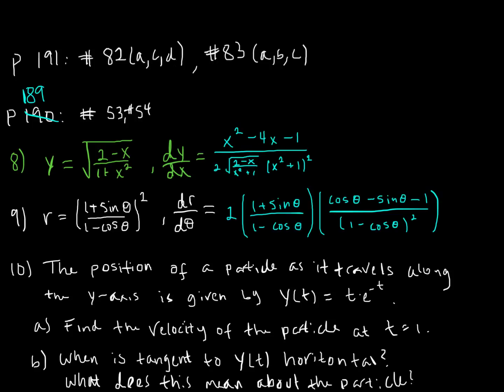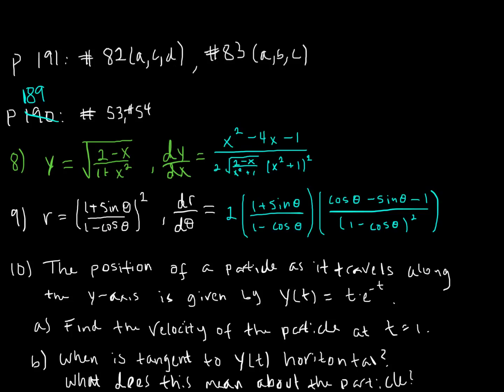Here are the answers to numbers 8 and 9, taking the derivative. For both of these, you're applying the chain rule. In this situation here, what you're doing is you're taking this quotient, 2 minus x over 1 plus x squared, and raising it to the 1/2 power. So you're going to use the chain rule on the outside, and then the quotient rule on this inside piece here. And when I do a little bit of simplification, this is what I end up with here.